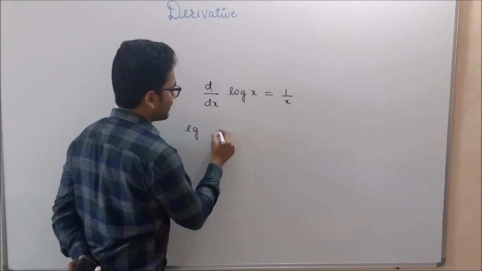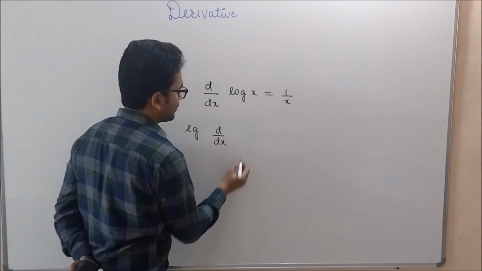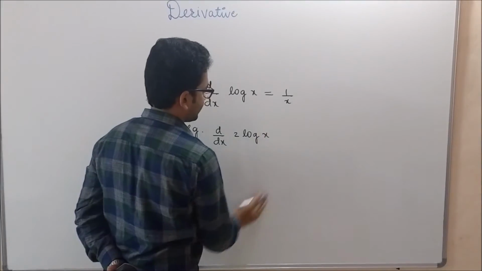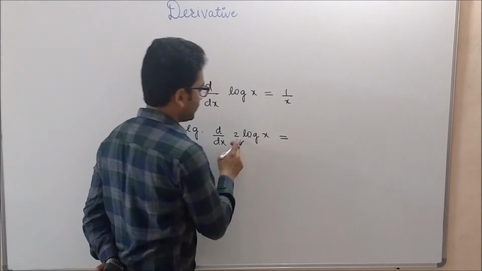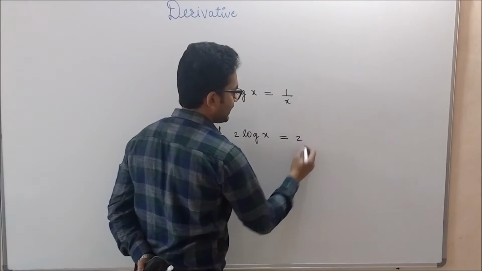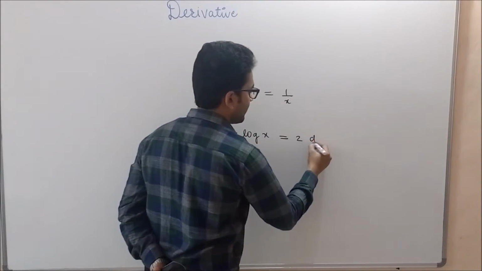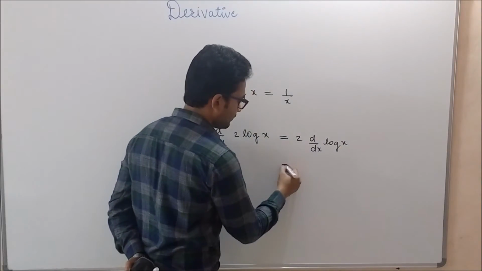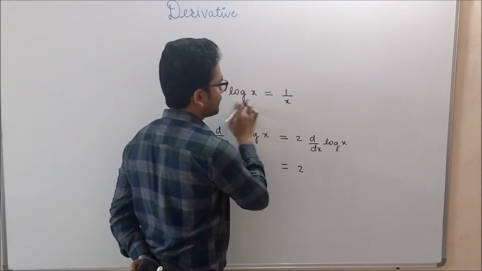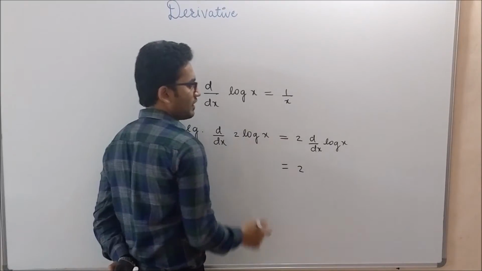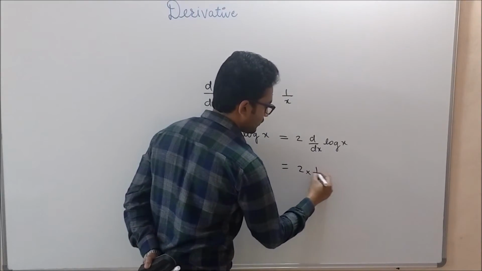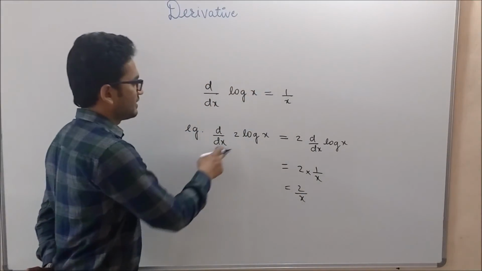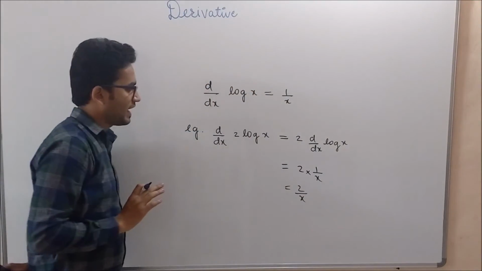Let us elaborate it with the help of an example. Suppose it is given 2 log of x. So what will it be equal to? 2 is a constant, so we will take 2 outside the derivative symbol, of log of x. So 2 into the derivative of log of x, and we are aware of what the derivative of log of x is: 1 upon x. So it will be equal to 2 into 1 upon x, which is equal to 2 by x. This is simply the derivative of 2 log of x.